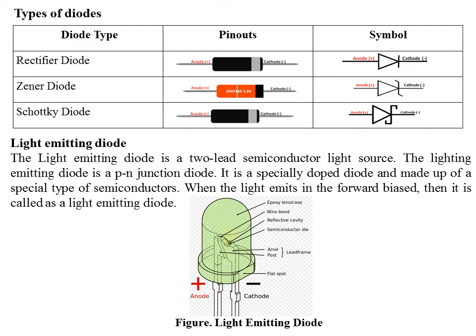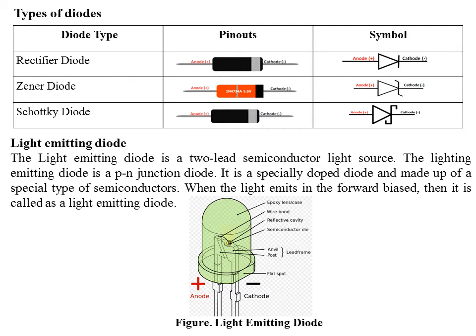Now coming to the light emitting diode. The light emitting diode is a two-lead semiconductor light source. The LED, or light emitting diode, has two leads and it is made up of a semiconductor material. The figure below shows a light emitting diode. This light emitting diode is a PN junction diode. It is a specially doped diode made up of a special type of semiconductor. So when forward biased, it produces a very high intensity light, and hence the name light emitting diode.